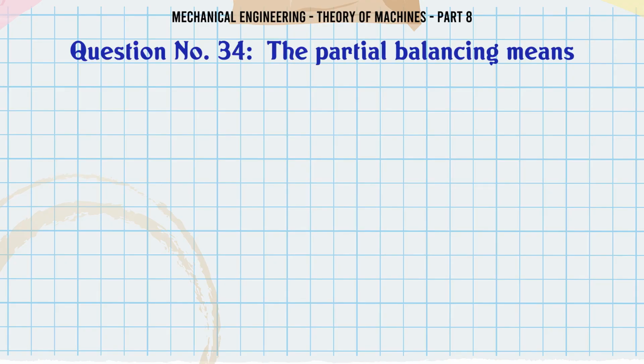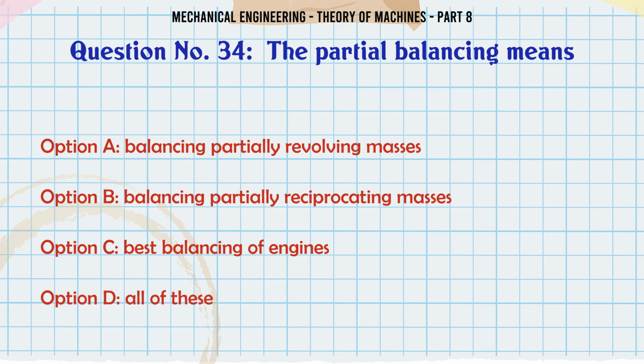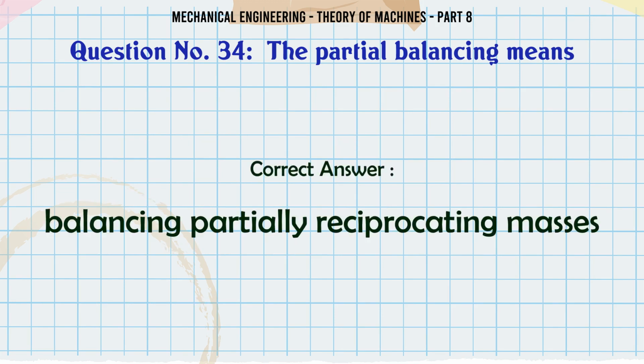The partial balancing means A. Balancing partially revolving masses, B. Balancing partially reciprocating masses, C. Best balancing of engines, D. All of these. The correct answer is balancing partially reciprocating masses.